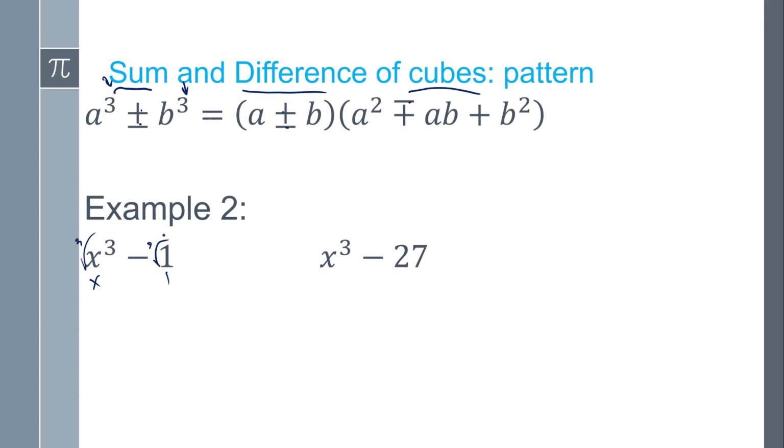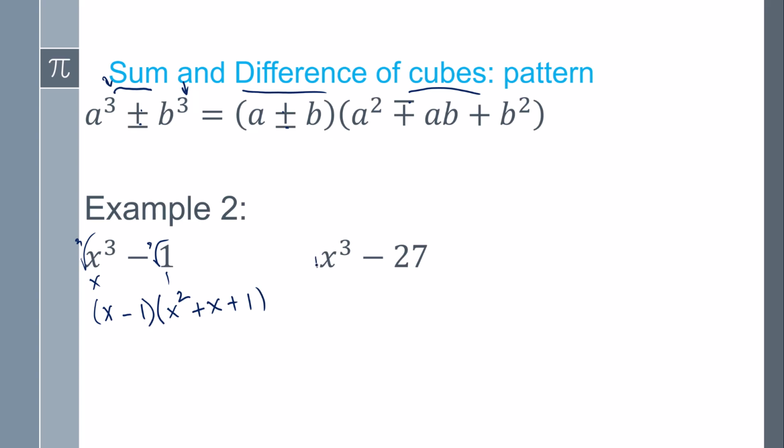So in this case, because it's minus, I'd use the bottom one, so it's going to be a minus b, and then a squared plus a times b, so 1 times x, and then plus b squared. I know it's kind of weird, right?